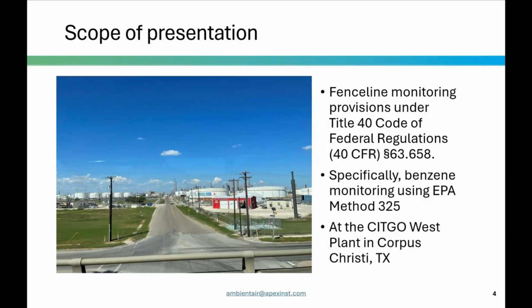First, the scope of this presentation pertains to fenceline monitoring provisions under Title 40, Part 63, and specifically we'll be discussing benzene monitoring using EPA Method 325 at CITGO's West Plant in Corpus Christi, Texas.